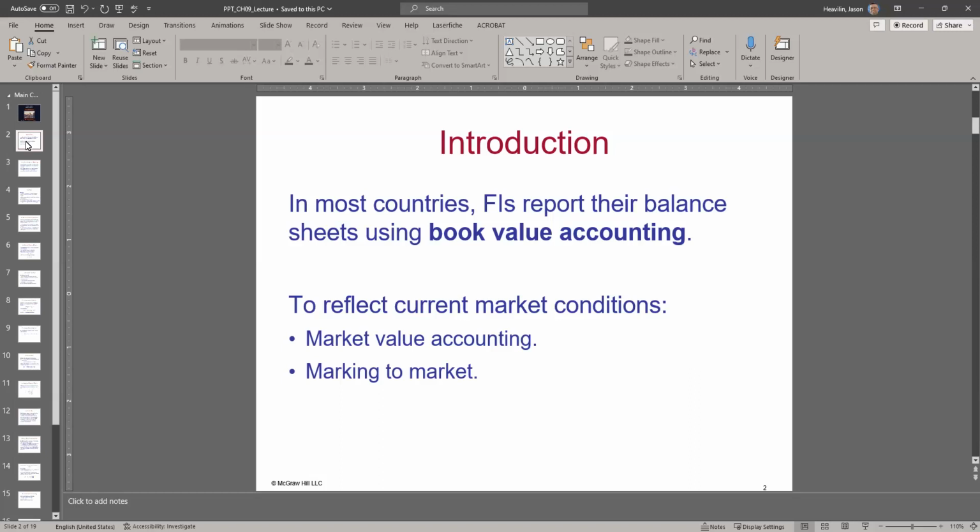So in order to reflect the current market conditions, whoever is reviewing the books should also be aware that they need to do some kind of market value accounting or marking to market to understand the differences between them in that specific institution. And it also depends on what kind of work you do and what you are analyzing.